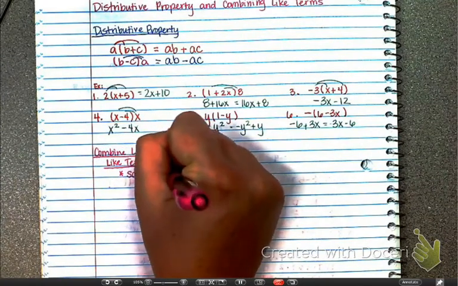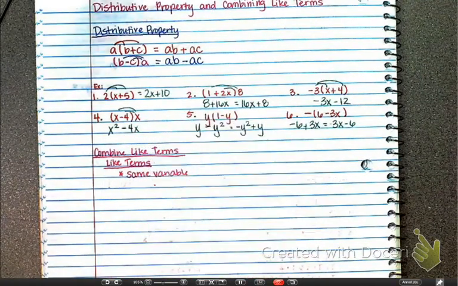So a like term has to have the same variable. That's super important. So you can't combine 4x and 3y. Those don't combine. There's one other thing that it has to have that you may or may not realize. The coefficient doesn't have to be the same. So you could have 2x and 5x, where the coefficient's different, but there is a number that has to be the same. Any ideas what that number might be?